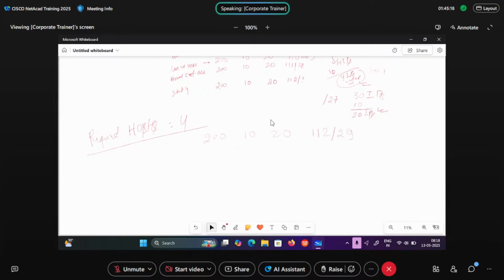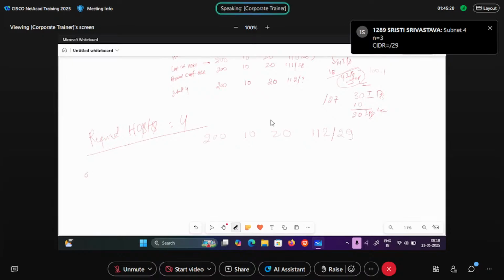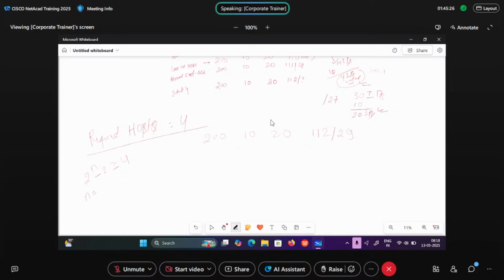So the required host was 4. So 2 raised to the power n minus 2 is greater than or equal to 4. So the n value, I hope you got 3, right? So n value is 3. So if you keep 3 host bits as 0, the remaining bits you have to make 1. I mean 24 plus 5, so it is 29. That is correct.